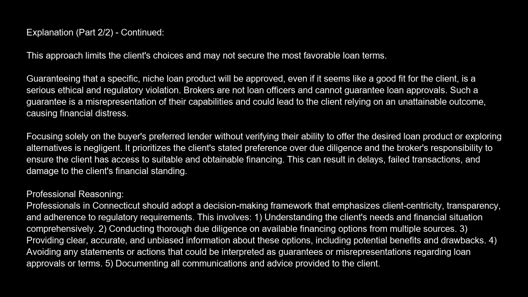Professional reasoning. Professionals in Connecticut should adopt a decision-making framework that emphasizes client centricity, transparency, and adherence to regulatory requirements. This involves: 1. Understanding the client's needs and financial situation comprehensively. 2. Conducting thorough due diligence on available financing options from multiple sources. 3. Providing clear, accurate, and unbiased information about these options, including potential benefits and drawbacks. 4. Avoiding any statements or actions that could be interpreted as guarantees or misrepresentations regarding loan approvals or terms. 5. Documenting all communications and advice provided to the client.